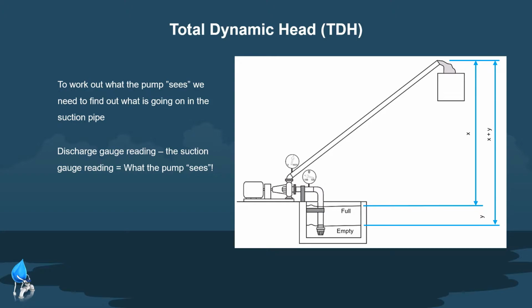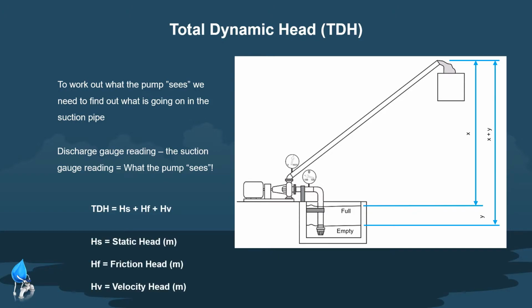For this system, if we had to calculate what the total dynamic head was, we would need to add the static head in meters as well as the friction head in meters caused by the fluid flow in the pipes. This would be looking at the length of the pipework as well as the number of bends and valves, etc. And then we'd also need to take the velocity head into account, which is a function of the speed at which the liquid travels.